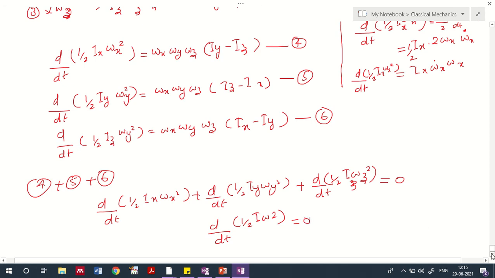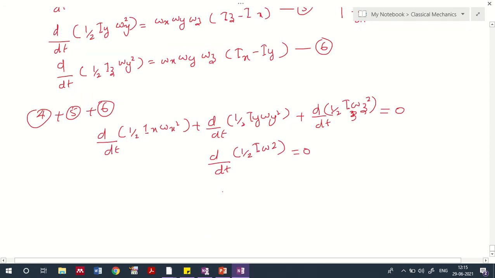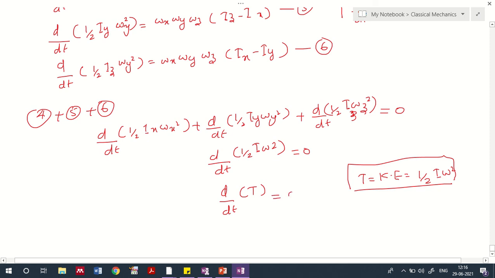So what is half I omega square? That is T, the kinetic energy. T is equal to the kinetic energy, which is equal to half I omega square, that we have derived in the last class. So by representing this equation, what we got is d by dt of T is equal to 0. So the derivative of the kinetic energy equal to 0 means what? The kinetic energy is conserved in this case. That's about conservation of kinetic energy.